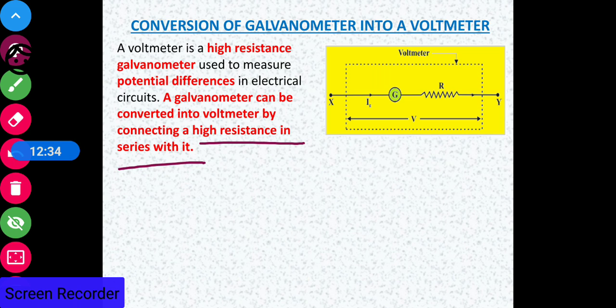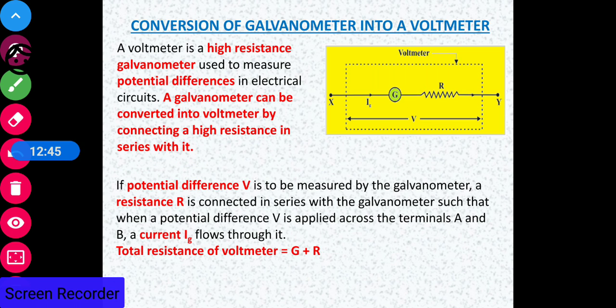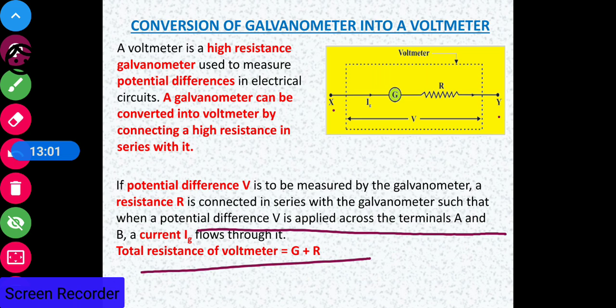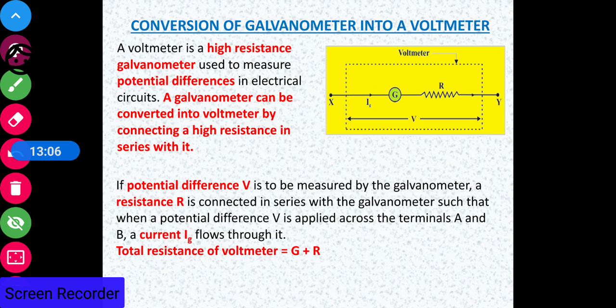Already the galvanometer has a high resistance, but by attaching a high amount of resistance in series with it, we can increase the resistance of the galvanometer and convert it into a voltmeter. A potential difference V is to be measured by the galvanometer. A resistance R is connected in series with the galvanometer such that when potential difference V is applied across the terminals A and B, then current Ig flows through it. So the total resistance of the voltmeter will be equal to G plus R.